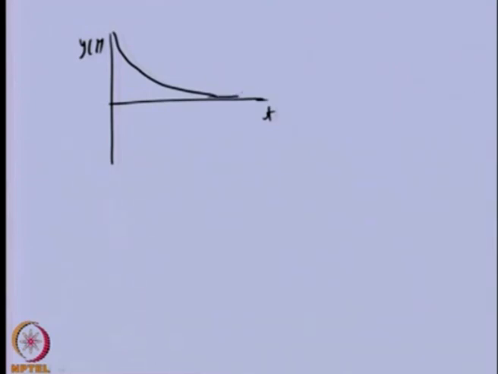a response like this. There will not be any crossing of the response from the 0 line. So, after some time, gradually, if you are giving some disturbance to the system from here, gradually it will come to the rest. No oscillation will take place. This is for overdamped system.